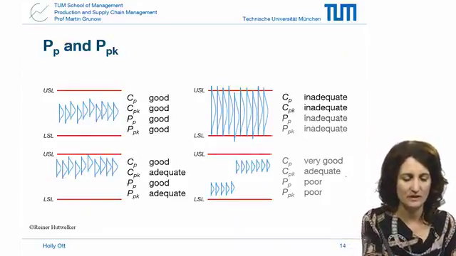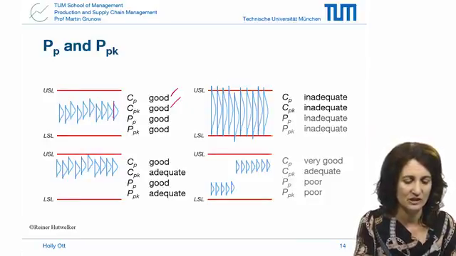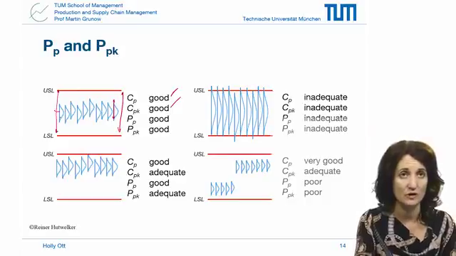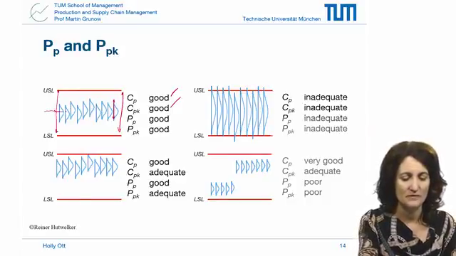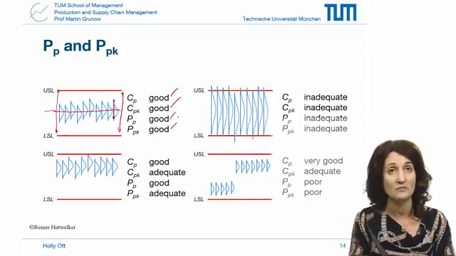So here we see up here in this corner that the CP is good, CPK is good. I hope you followed that. CP is good because we have very little variation with respect to the spec limits. And the CPK is good because all of these are basically centered with respect to the spec limits. But we also don't see any trend over time, so your PP and your PPK are also good.